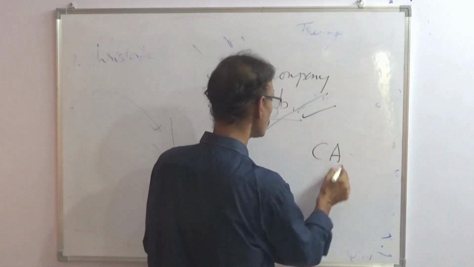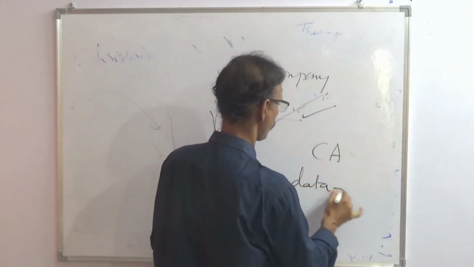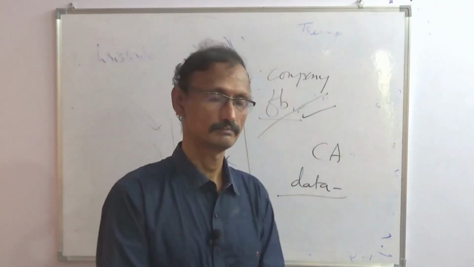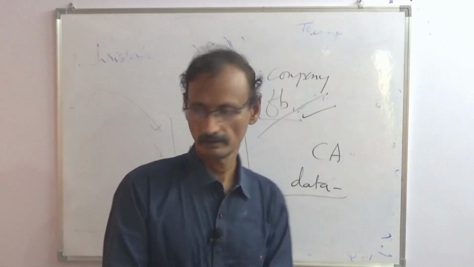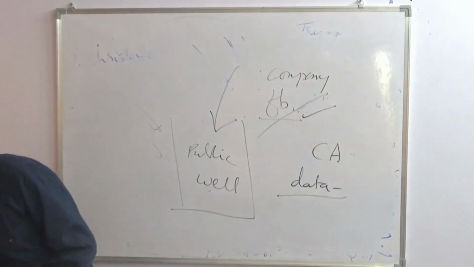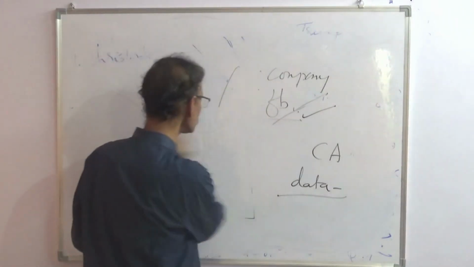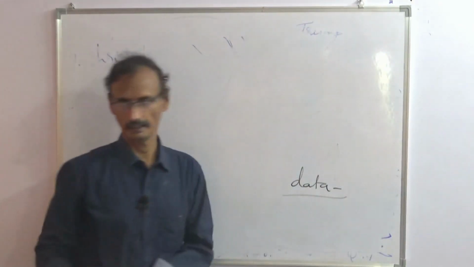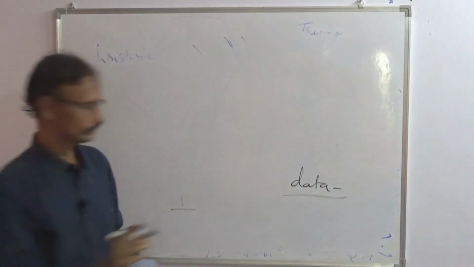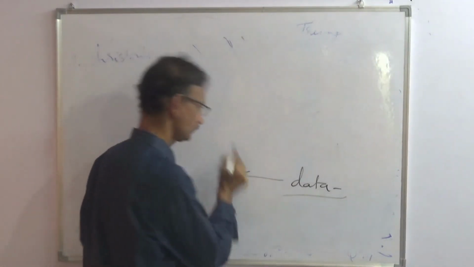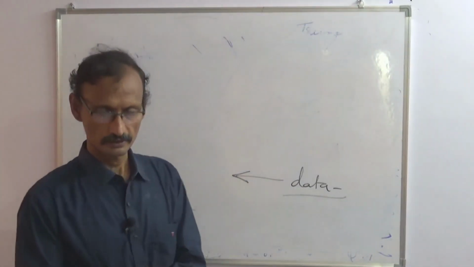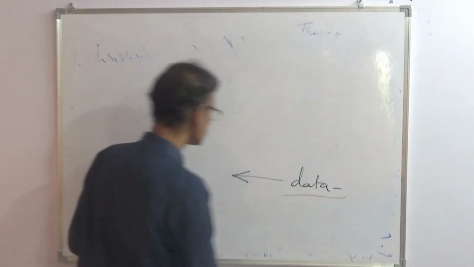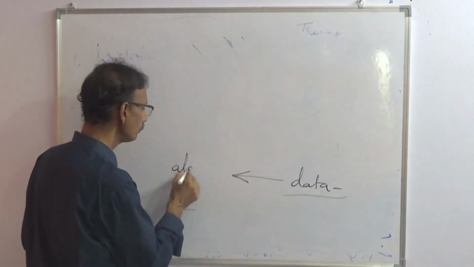CA now has so much data of millions. Okay, this is the data. Next question is, what do you do with the data? This data, Christopher Wylie says, becomes the basis for the development of algorithm.